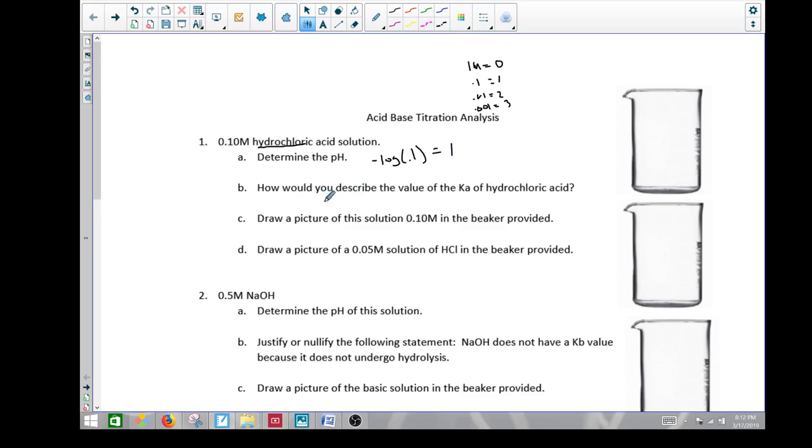How would you describe the Ka value of hydrochloric acid? If I were to pick a word, it'd be super big. It goes to completion.